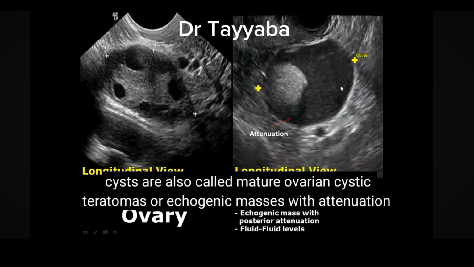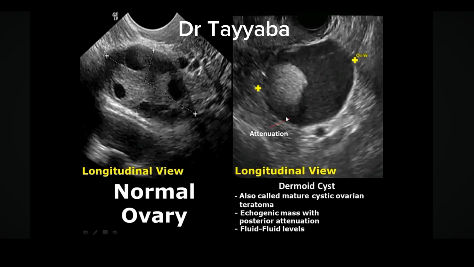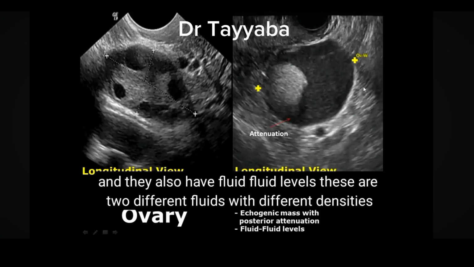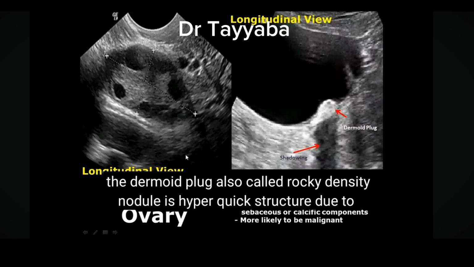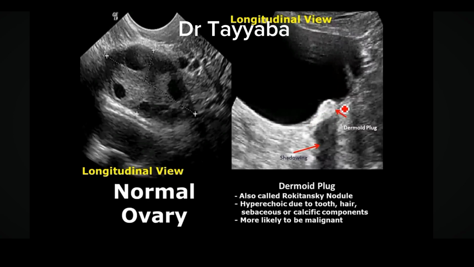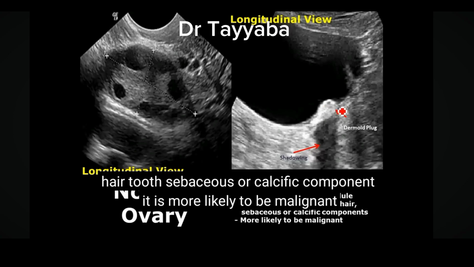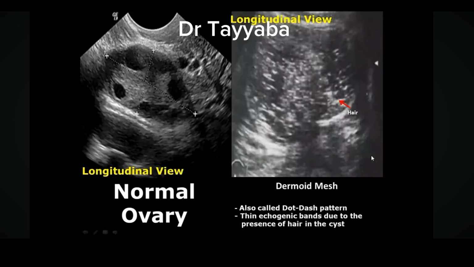Dermoid cysts are also called mature ovarian cystic teratomas, and they are echogenic masses with attenuation. They also have fluid-fluid levels. These are two different fluids with different densities. The dermoid plug, also called Rokitansky nodule, is a hyperechoic structure due to hair, teeth, sebaceous, or calcific components. It is more likely to be malignant.